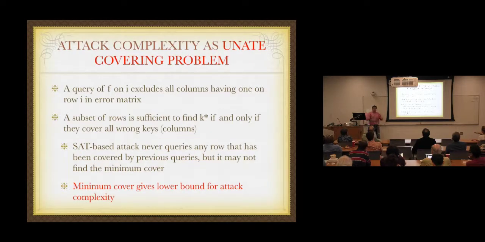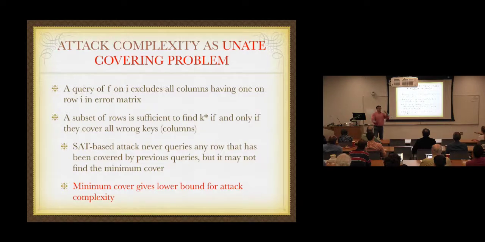So generally speaking, the attacker complexity is the unit covering problem, right? Because what you need is to find the subset of rows to cover all columns with one unit. This is a unit cover problem. So here, I want to first talk about the minimal cover problem. Even though if you look at the SAT-based attack, the SAT-based attack may not be able to find the minimal cover, right?